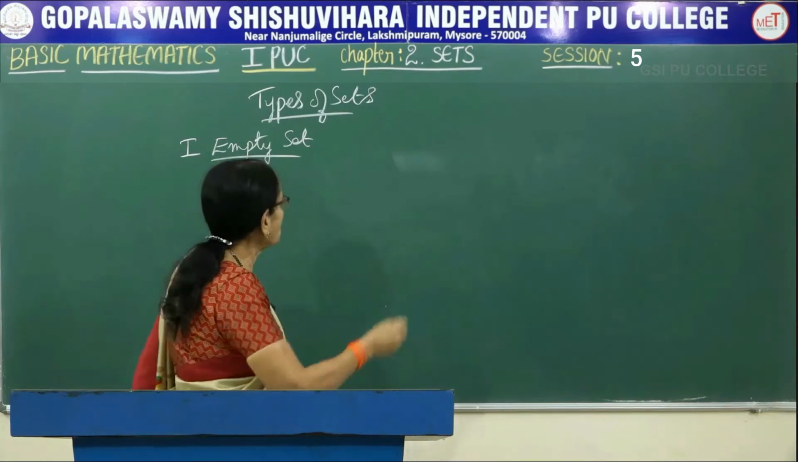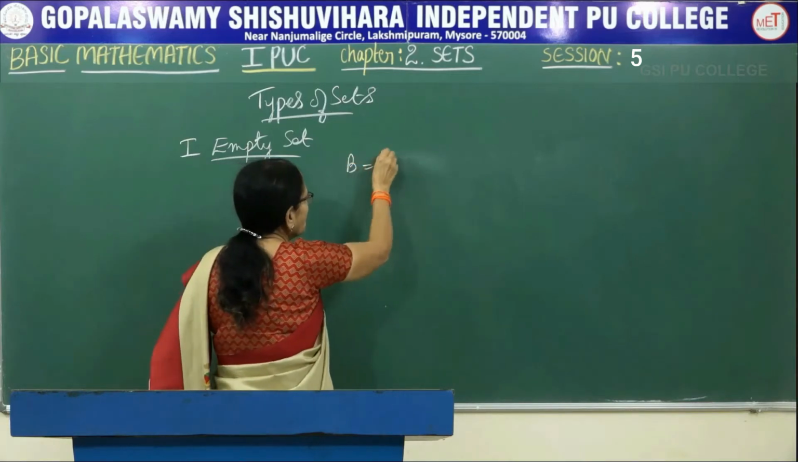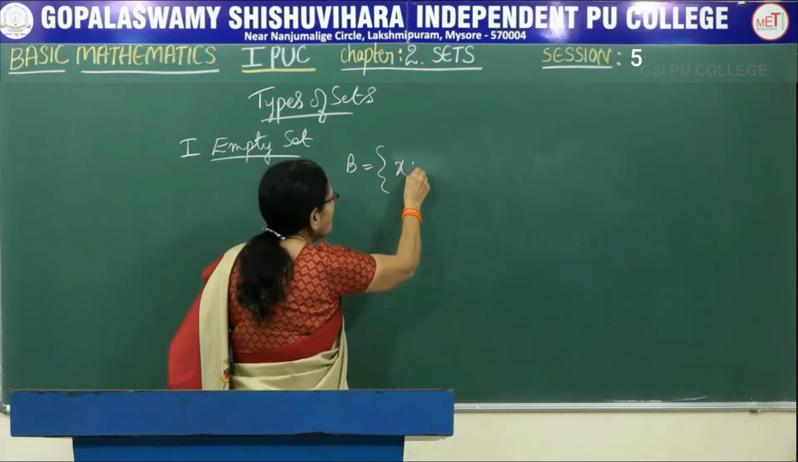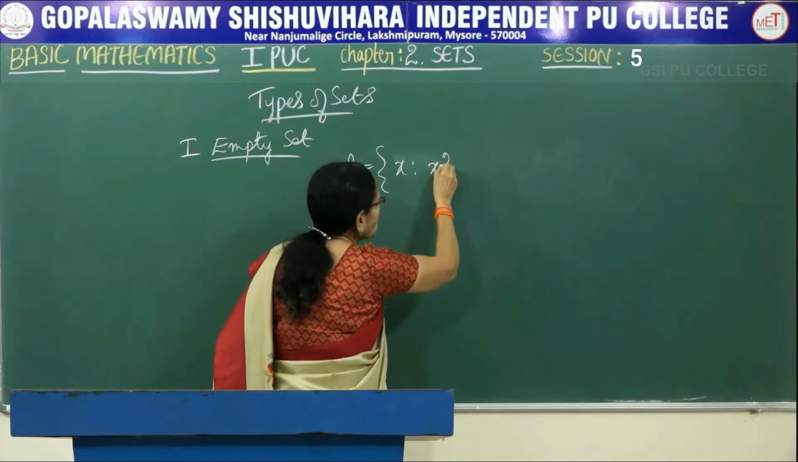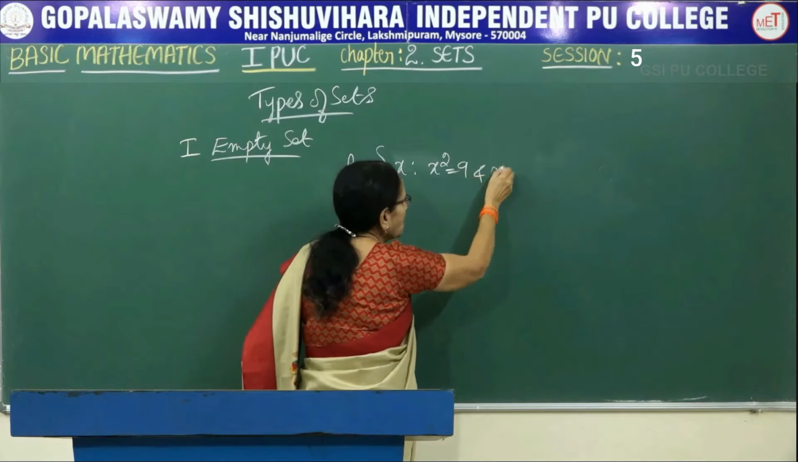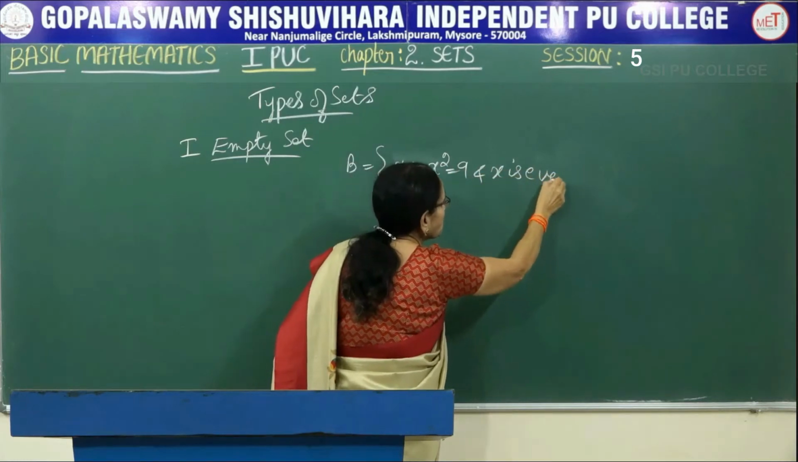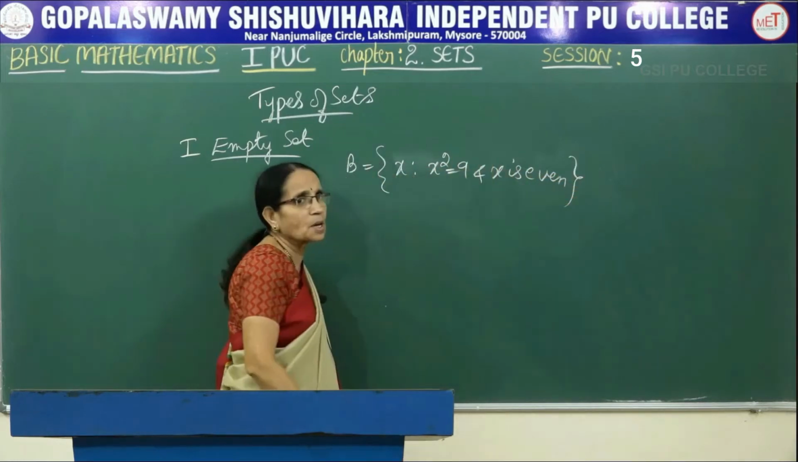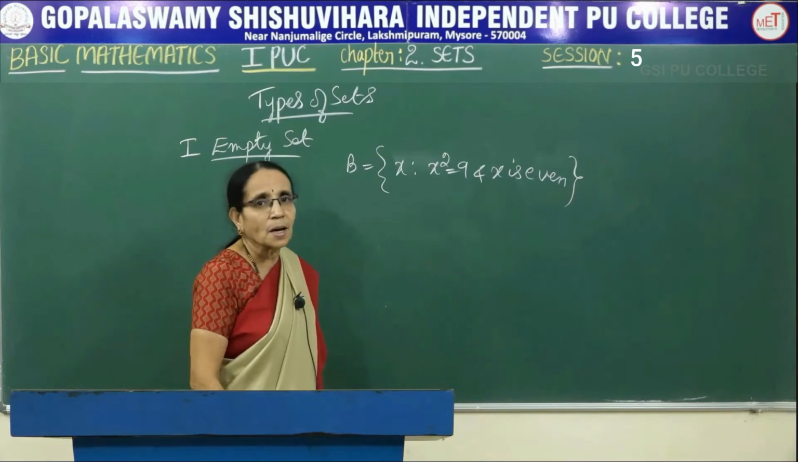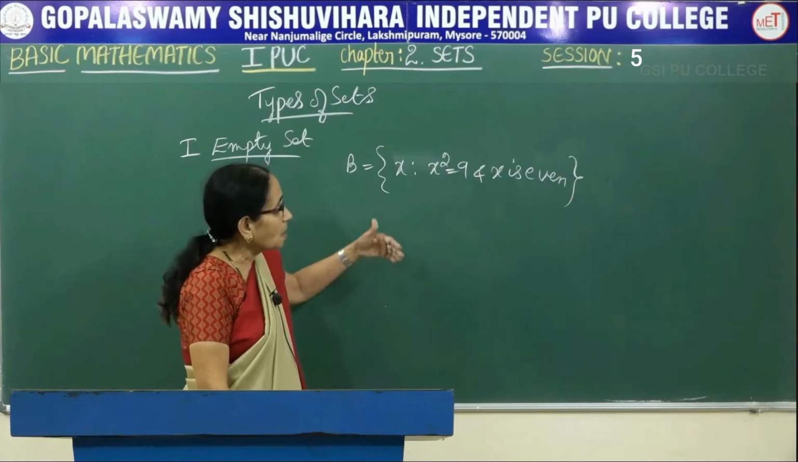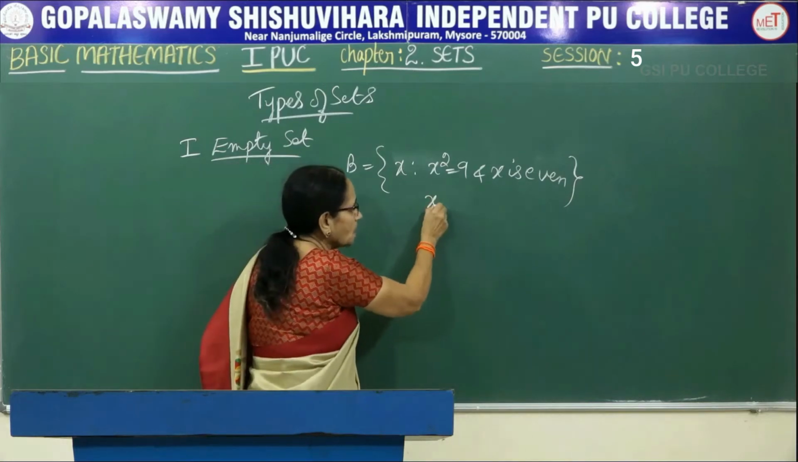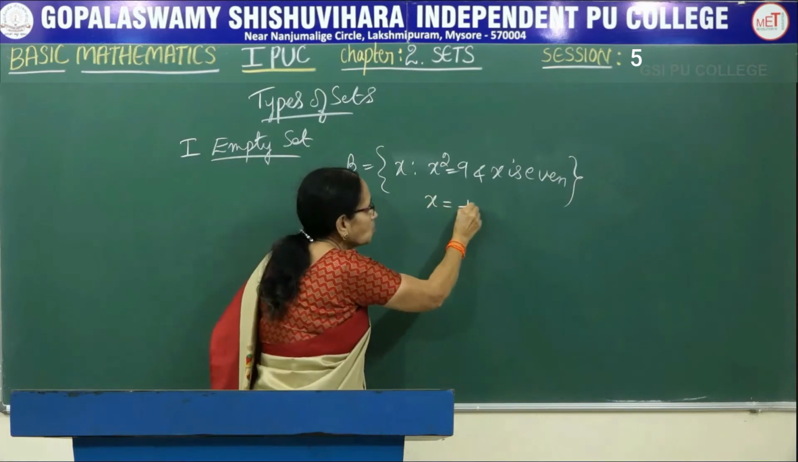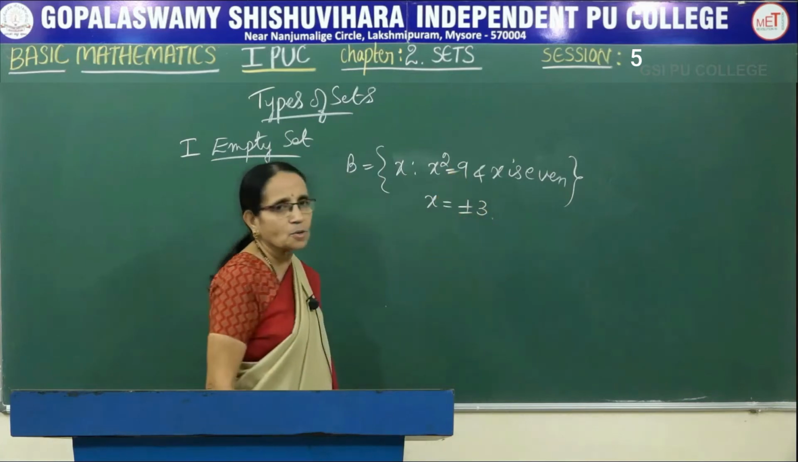Similarly, let me take another example. Let the set B be defined like this: B contains all x such that x square equal to 9 and x is even. Suppose a set is given like this. We are asked to find the elements of this set, and according to the condition x square equal to 9, you can clearly see that it is again a quadratic equation. x would be equal to plus or minus 3.